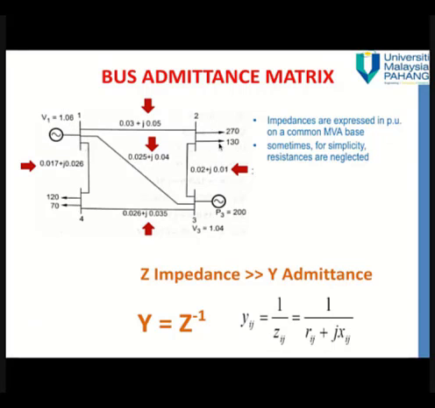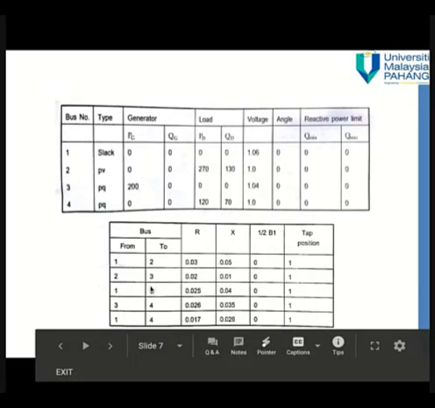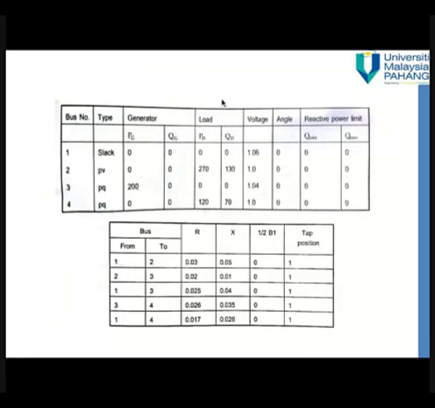Bus 2 and bus 3 we call PQ buses or load buses. Why? Because we know the P and we know the Q of the load. And this one is the PV bus: we know the P, we don't know the V. This one is the slack bus. Okay, this is the bus generator, the bus type.